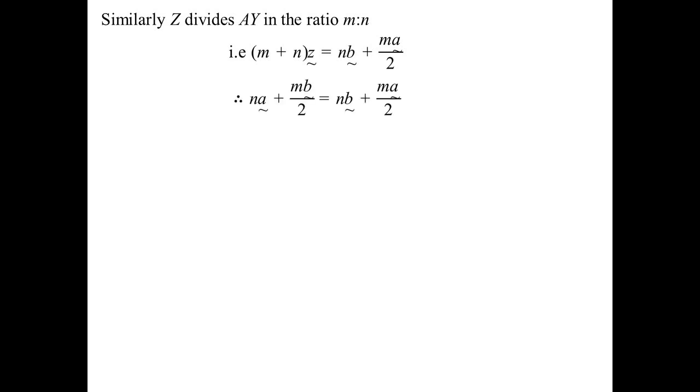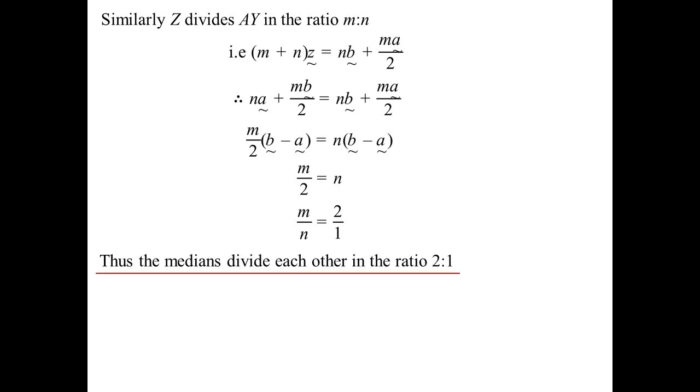So we'll just manipulate this little equation. Remember, we're trying to work out what the ratio of m to n is. But because we've now ended up, look at these two vectors. They're both b minus a. So they'll cancel. And I get the ratio m on n is 2 on 1. That's what we were looking for. Excellent. So we know they divide each other in the ratio 2 to 1.